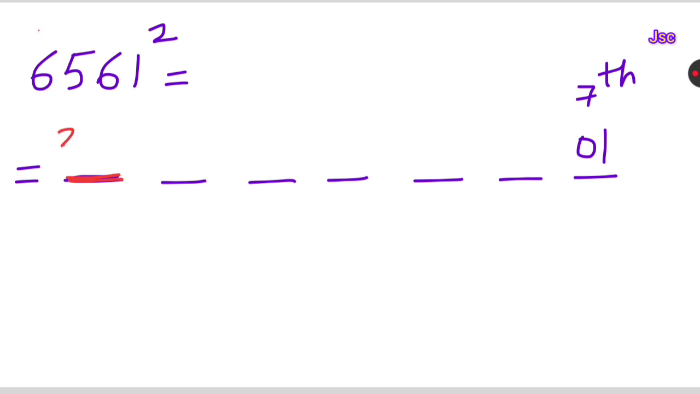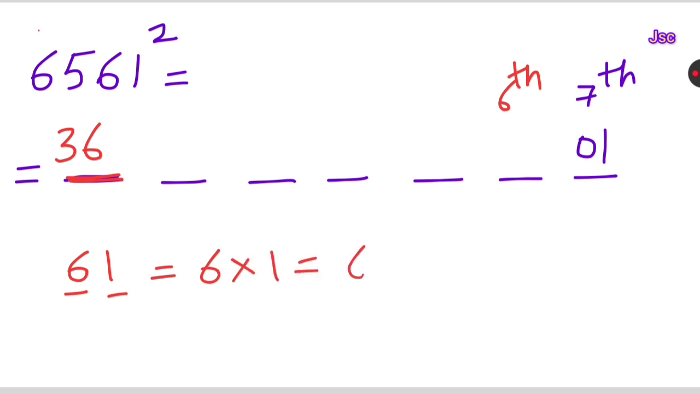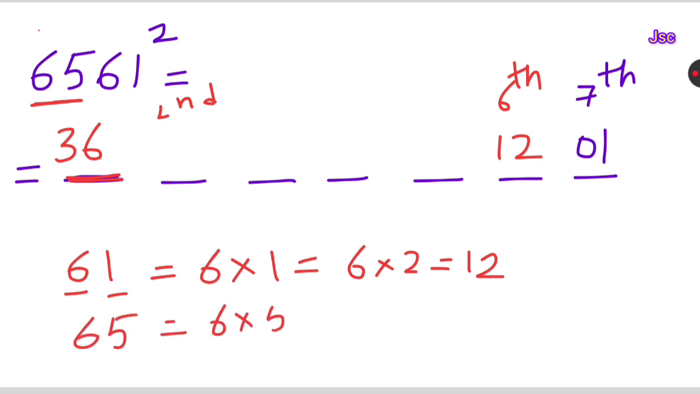Then for the first digit you have to square the first number, which is 6. 6 squared is 36. Then for the 6th position we take the last 2 numbers, which are 61. Take the 61 and multiply 6 times 1. The result you have to double, which is 12. Just write the 12 here. Same like that, for the second position you take the first 2 numbers, 6, 5. You do 6 times 5, which is 30, and double it. That is 60. So just write 60 as your second digit.